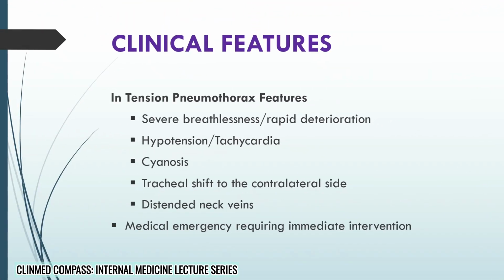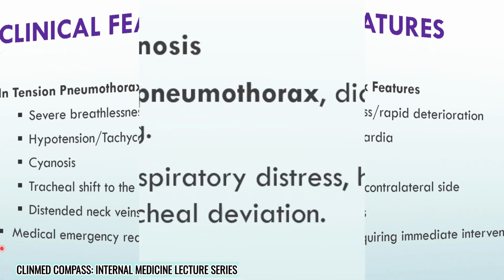For tension pneumothorax, look for severe breathlessness and rapid deterioration of symptoms, hypotension, tachycardia, cyanosis, tracheal deviation to the contralateral side, and distended neck vein. This is a true emergency, so you need to act fast.